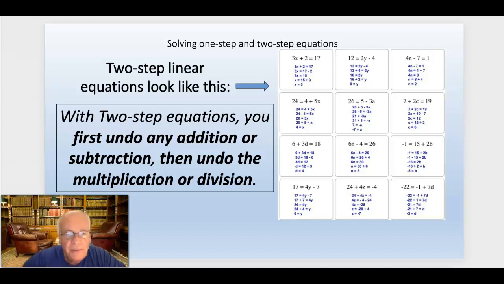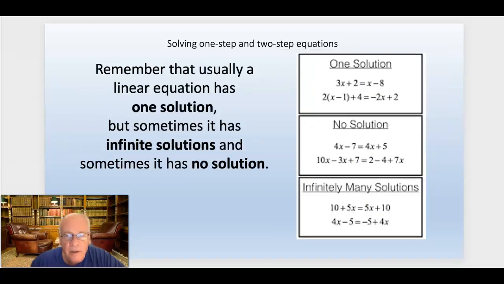We're also going to look at 2 steps. All right, I always say if you can do a 2-stepper, you can do a 1-stepper. All right, 2-step equations, you first undo any addition or subtraction, and then you undo multiplication or division. That's a classic 2-step equation. It's linear. Guys, remember that usually a linear equation that you'll be working with has one solution. But sometimes it has infinite solutions, or sometimes it has no solution.